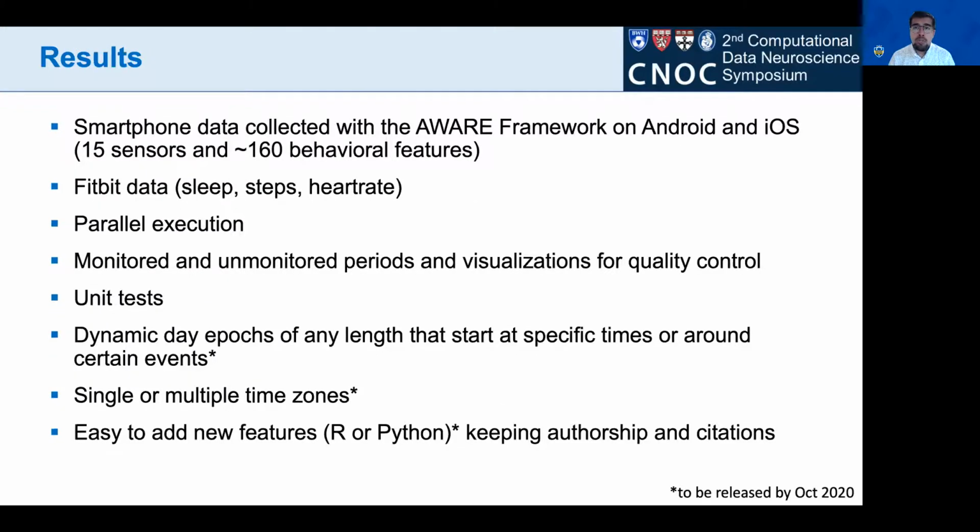Currently, Rapids can process data collected with the AWARE framework on Android and iOS smartphones and supports 15 sensors with around 160 behavioral features. Additionally, we support sleep, steps, and heart rate data from Fitbit wearables. Rapids lets you execute your analysis in parallel without any code changes thanks to Snakemake. We also provide monitored data summaries and visualizations for quality control.